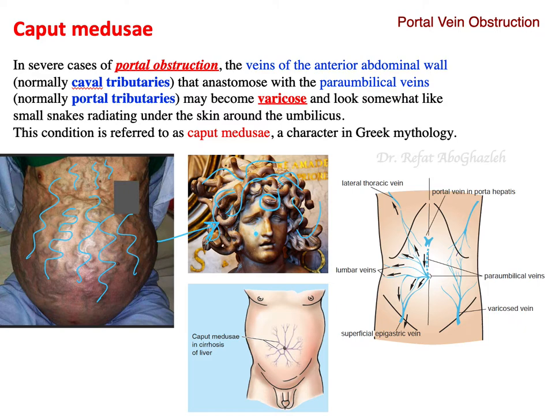So anyway, why do patients get these kinds of varicose veins in the anterior abdominal wall? Indeed, this is the anterior abdominal wall, and the blood from the anterior abdominal wall usually returns to the caval vessels. That means the blood returns to the systemic circulation.